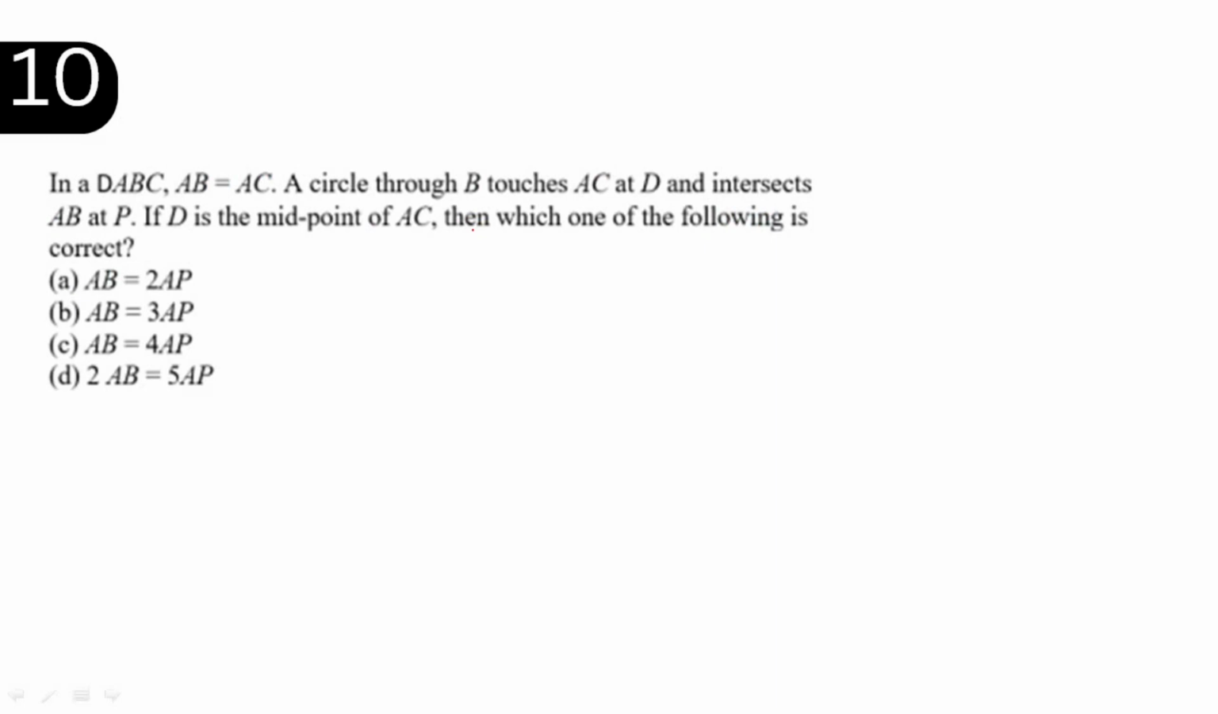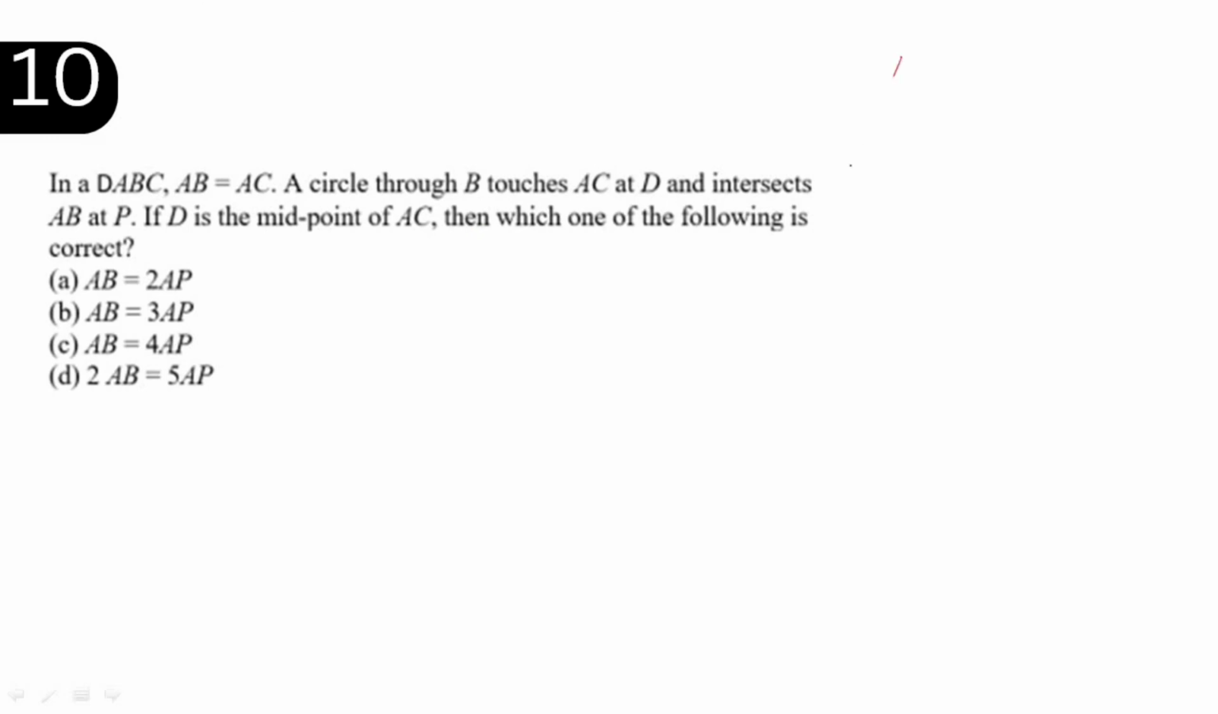Now the last question of the day. In triangle ABC, AC is equal to AB. A circle through B touches AC at D and intersects AB at P. If D is the midpoint of AC, then which one of the following is correct? Just read the question once again and try to make the diagram of the question.